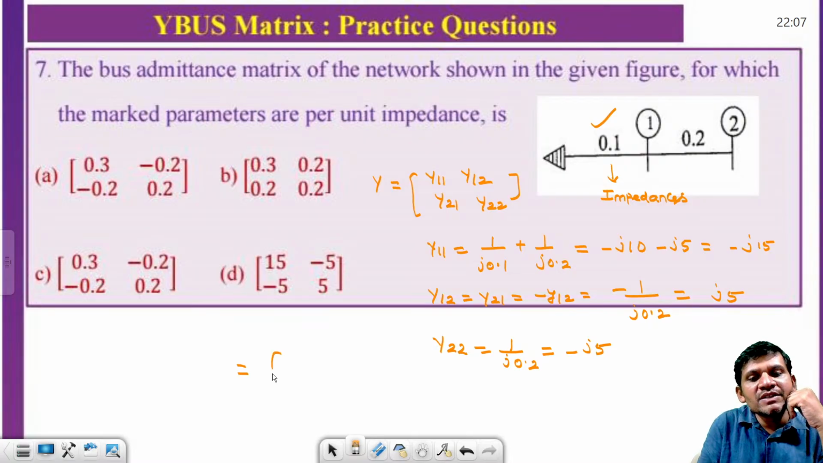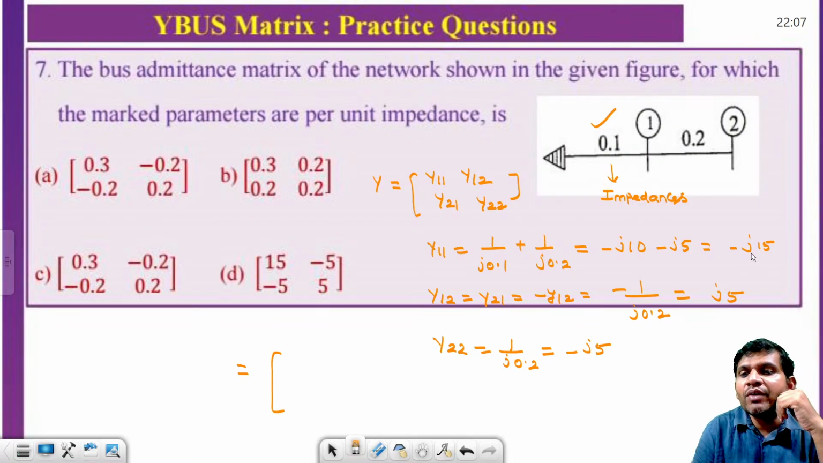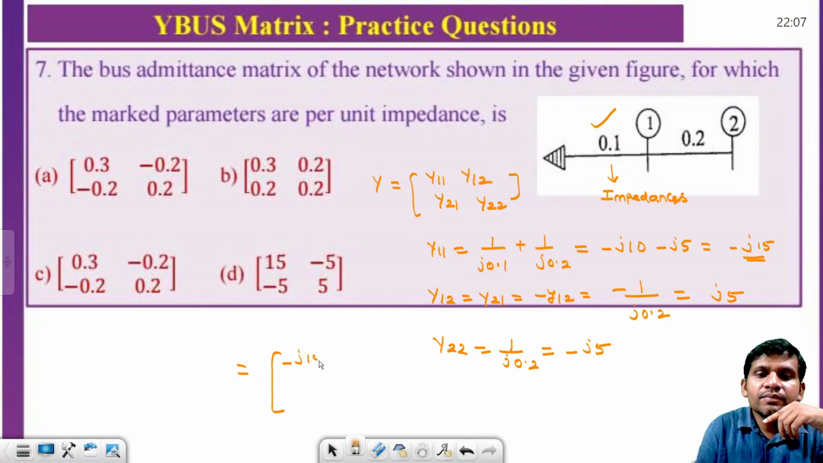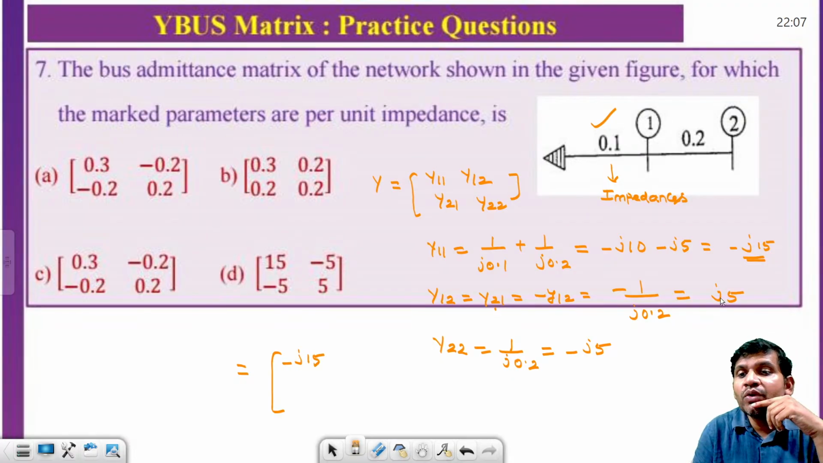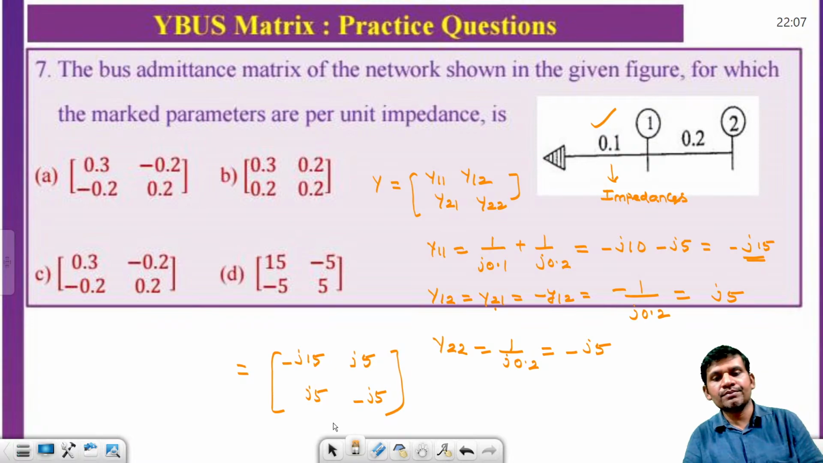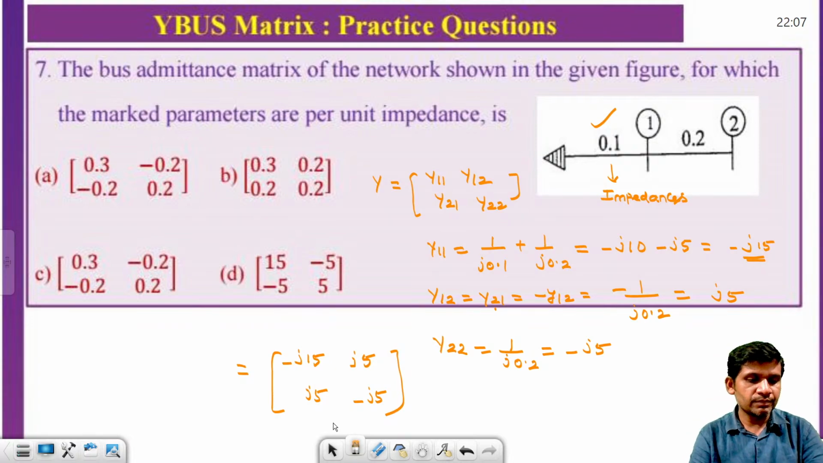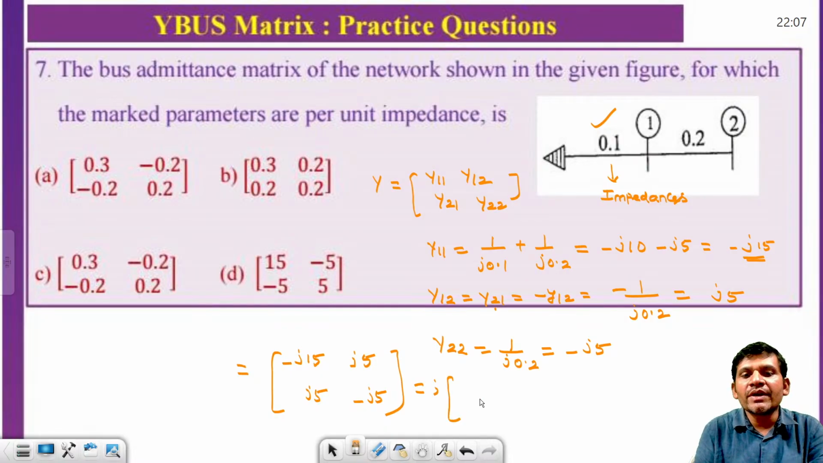Then can you tell what is the admittance matrix here? y11 is minus j15. What is y12 equal to y21 equal to j5? This is also j5, and this is equal to minus j5. If we take j common, what you can get? Minus 15, 5, 5, minus 5. Correct? Minus 15, 5, 5, minus 5.